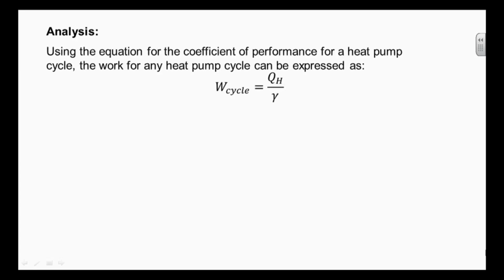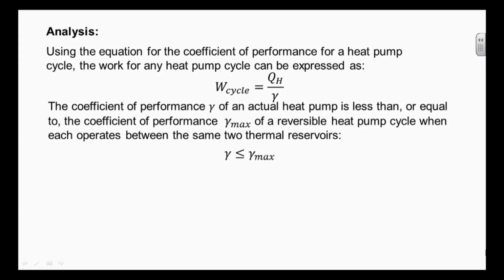Having completed all the required initial steps, let's start to develop the analysis. Using the equation for the coefficient of performance for a heat pump cycle, gamma, the work for any heat pump cycle can be expressed as follows. W cycle is equal to Q sub H divided by gamma.